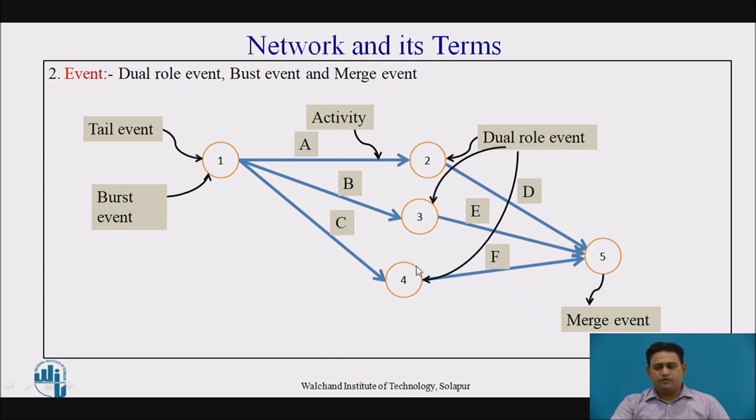Here events 2, 3 and 4 are events which play a dual role, that is, they play the role of the tail event as well as the head event, because 2, 3 and 4 are the head events of activities A, B and C, but at the same time these events are the tails of activities D, E and F. Here at event 5, all the arrows are merging toward 5, so these are incoming arrows, and event 5 is known as a merging event.